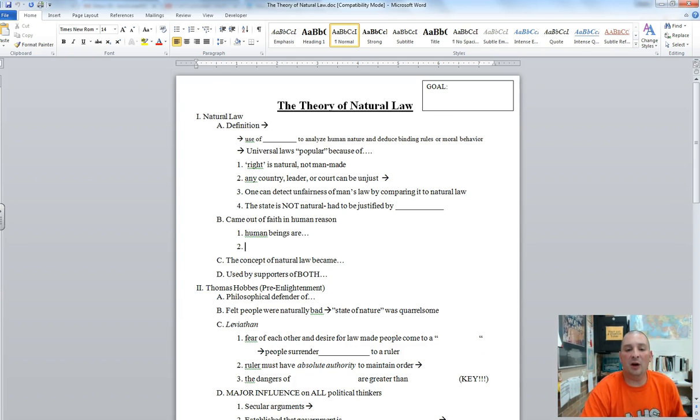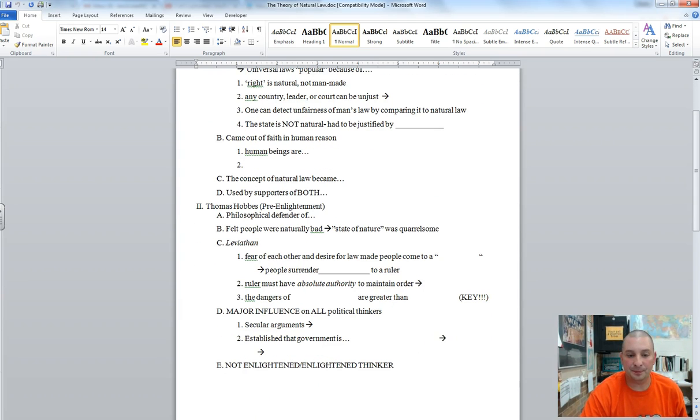So now, let's talk about Thomas Hobbes. Thomas Hobbes, once again, as a reminder, is a pre-Enlightenment thinker. We've already talked about Hobbes. I want you to take a minute with your partner and talk about what you remember about Thomas Hobbes, his view of humanity, his philosophy, what he supported. Talk about that, because that's going to be forming the basis of our conversation here today.